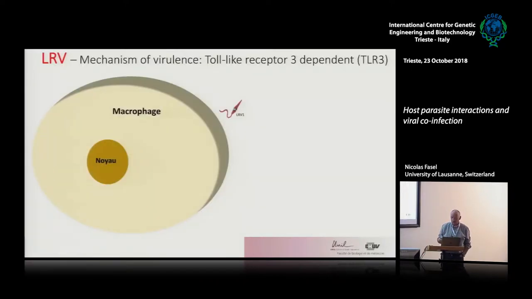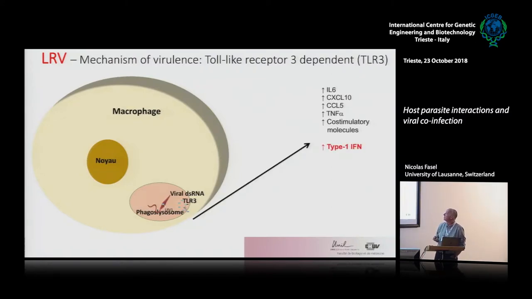So how does it work? If you look, when the parasite goes in, it goes into the phagolysosome-like organelle. In this organelle, some parasites are killed, and the double-stranded RNA is released. It acts on the specific toll-like receptor, which is toll-like receptor 3. Acting on toll-like receptor 3, you have production of type 1 interferon.